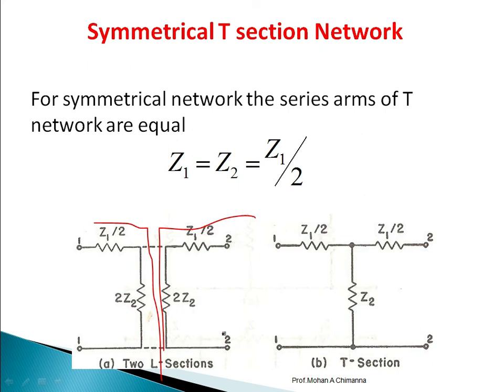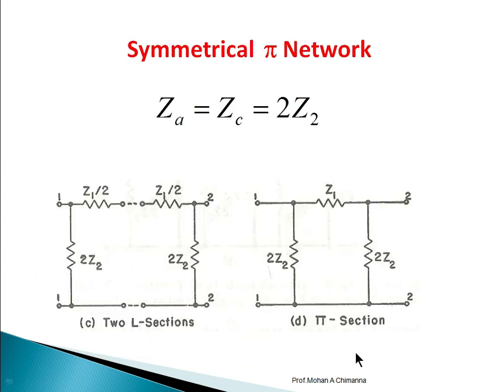So for the T section, Z1 by 2 upon Z2. These are very important, because when we design the constant K type of filter, the symmetric network has the series arm impedance Z1 and the shunt arm impedance Z2. So Z1 by 2, Z1 by 2 and Z2, this is the T section of the symmetrical network.